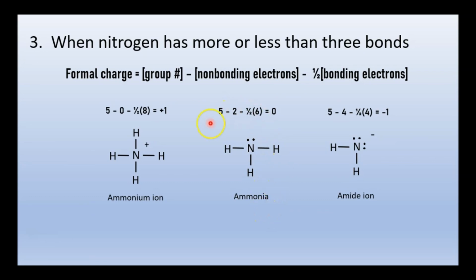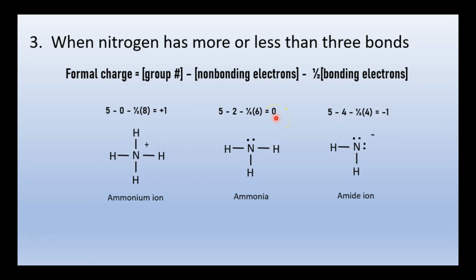So here is our ammonia, NH3. Nice, no charge. Here's the Roman numeral 5. Here's 2 minus non-bonding. There's 2 of them. 2, 4, 6 bonding electrons. I get to count half of those. Half of 6 is 3. Negative 3 and negative 2 is a negative 5. Summed with a positive 5 is 0.